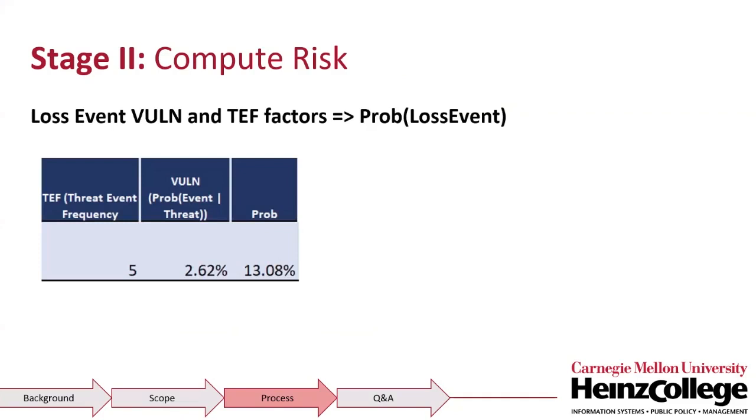In this example, this specific organization had 5 ransomware threat events last year and a vulnerability factor of 2.62%. Thus, the probability of getting a ransomware loss event is 13% based on the simulation.